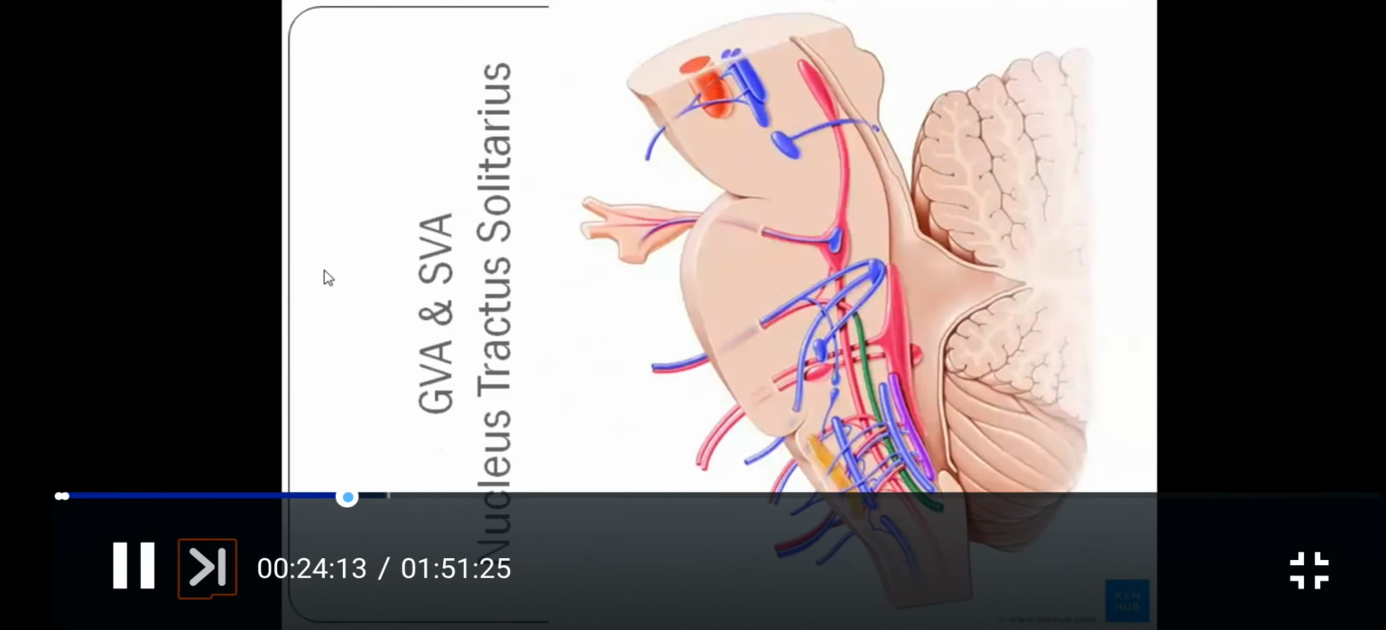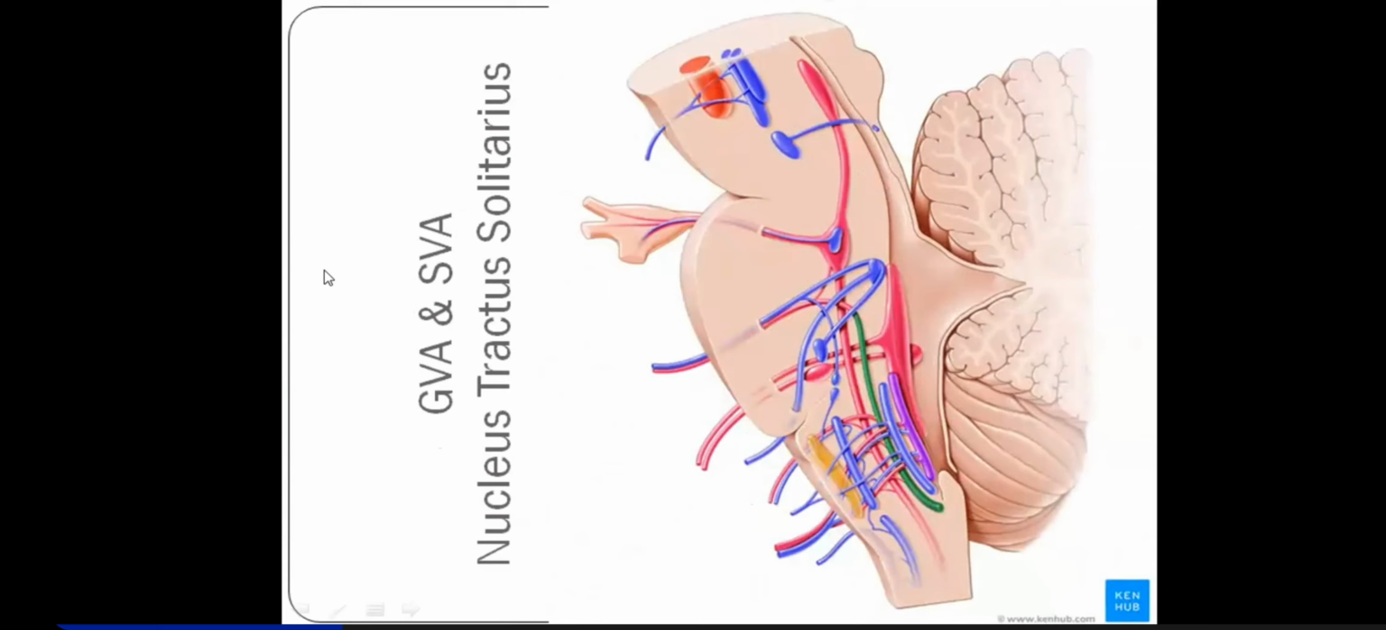General visceral afferent is for general sensations from the glands it innervates, and special visceral afferent is for the taste sensations from the anterior two-thirds of the tongue and palate, except the circumvallate papillae. Good. So these sensations are brought in through this nervus intermedius, the sensory component, because now we are talking about the afferent pathway.